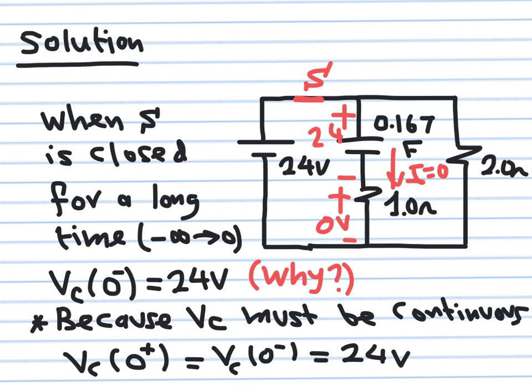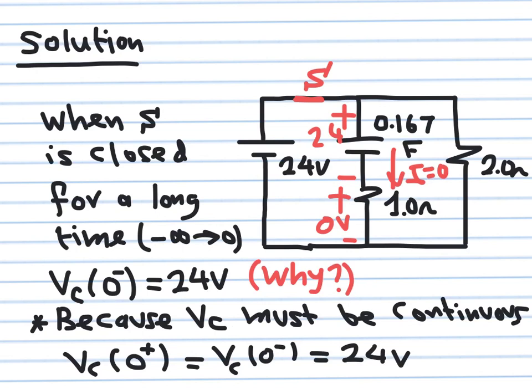Okay, and then the capacitor will start to discharge in these two resistors, the 2 ohm and the 1 ohm. Notice again, as I said, once you open the switch, the capacitor voltage does not change instantaneously, neither the inductor current. So they're going to maintain the same value before and after any change in switches. So VC of 0 plus, just after you open the switch, is equal to VC of 0 minus, just before you open the switch, which is equal to 24 volts.